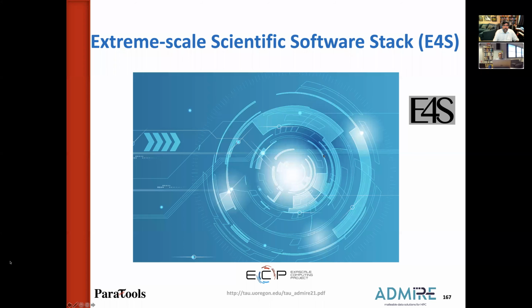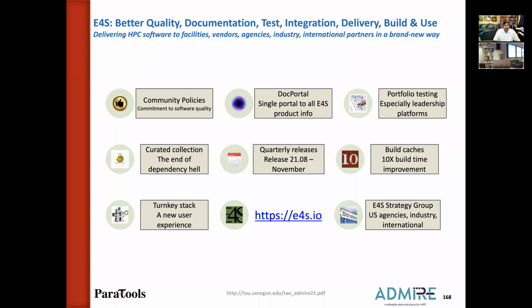The Extreme-scale Scientific Software Stack, E4S, is another project that I work on from the Exascale Computing Project in the US. It aims to provide better quality software, better documentation, test, integration, delivery, build and use, essentially trying to lower the barrier for the use of HPC software. We have quarterly releases. The most recent release of E4S was 21.08 in August, and our next release is in November.